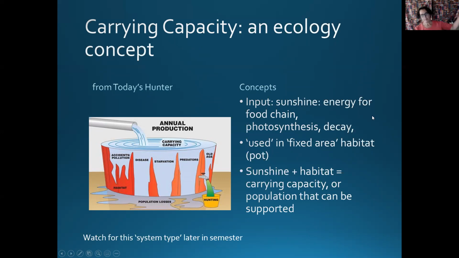So you have input, what comes into an environment every year. In this case, you might have sunshine, which is your fundamental energy of photosynthesis and energy for the food chain and the soil microbes. However we think about this, Meadows will talk about bounding. We use it in a fixed area. So sunshine and this fixed area or environment equals the carrying capacity, or the population that can be supported, with some level of removal or hunting so that you have a sustainable carrying capacity for an area.